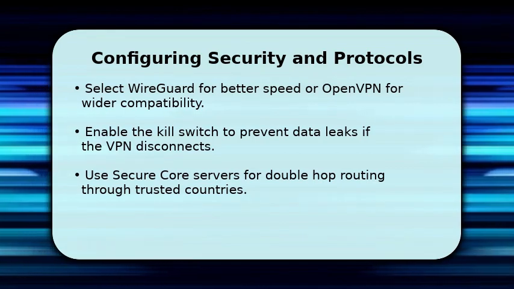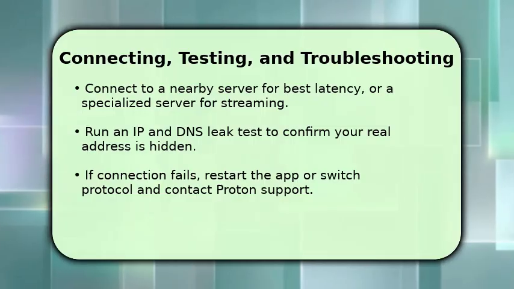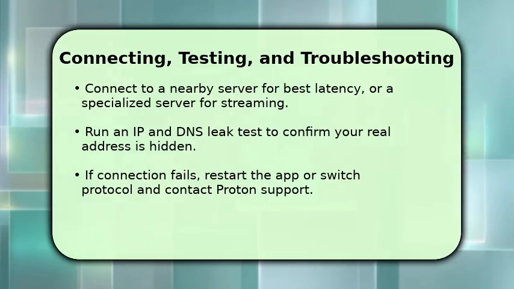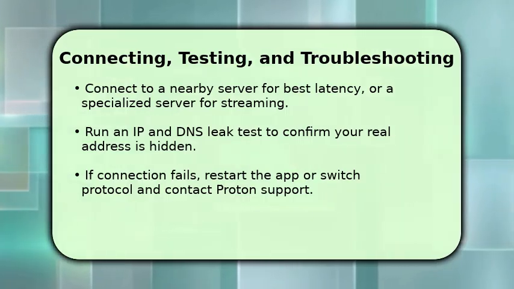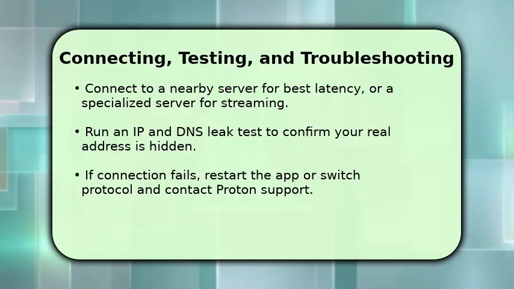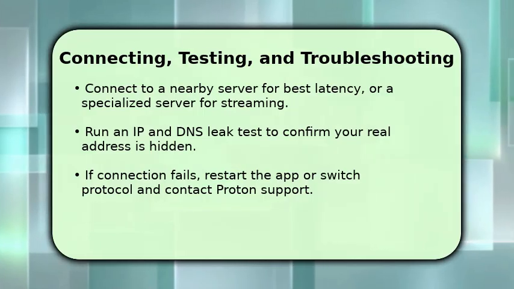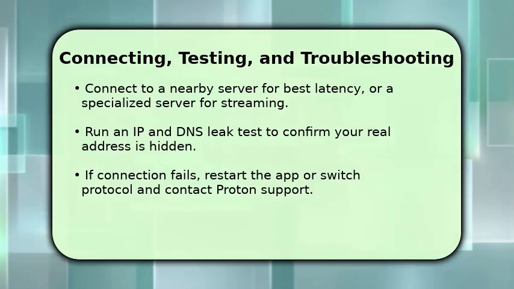To connect, choose a nearby server for best latency or a specialized server for streaming and P2P. Click Connect and wait until the status shows protected with an assigned secure IP address. After connecting, run an IP test and DNS leak test to confirm your real address and DNS requests are hidden.